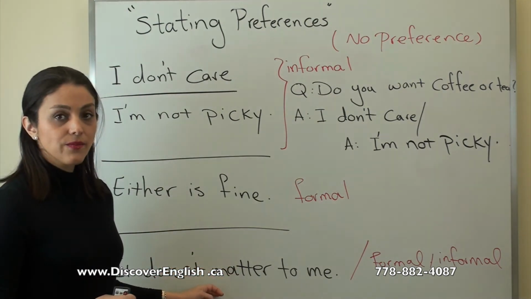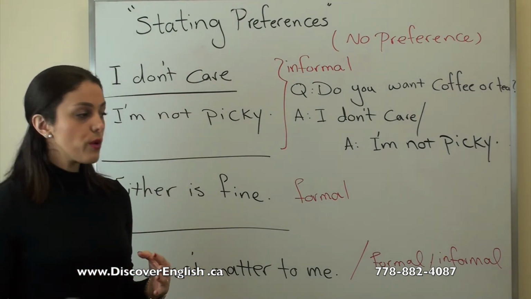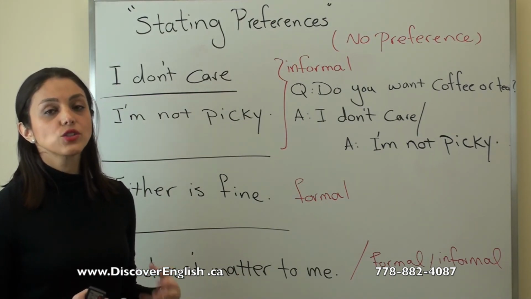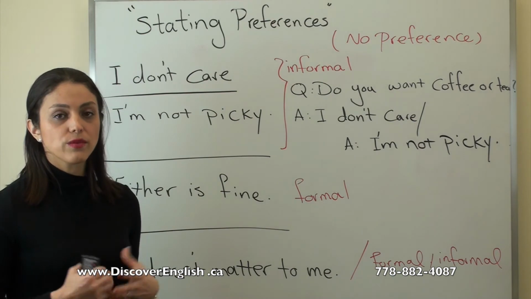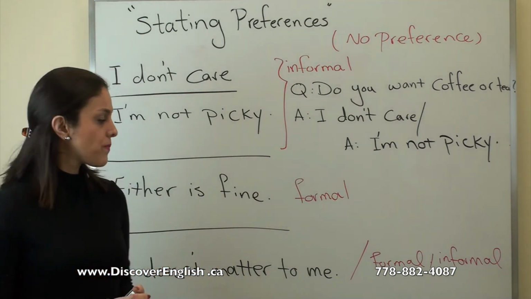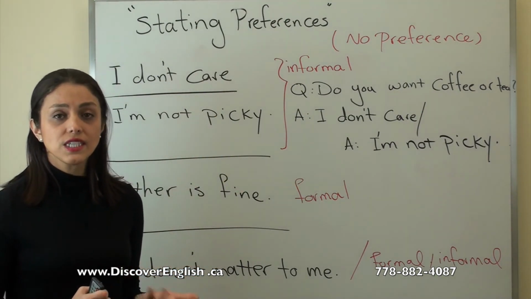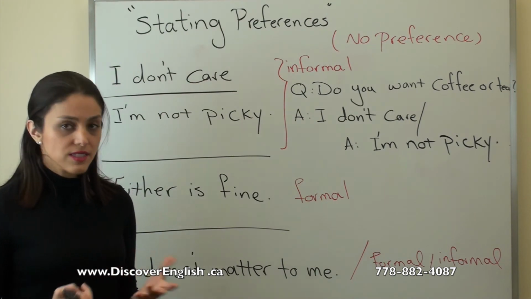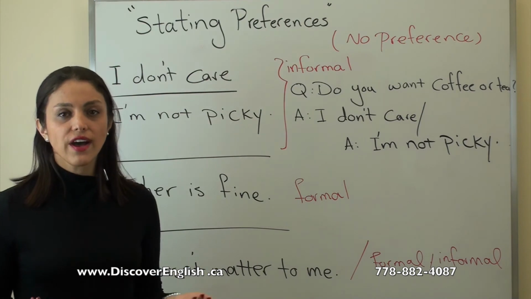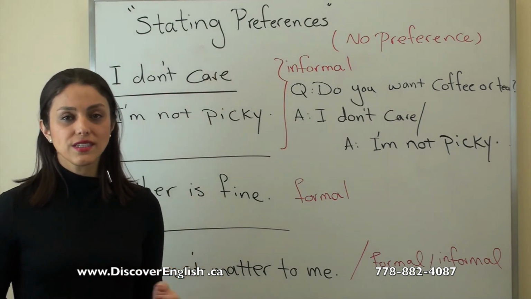And the next, it doesn't matter to me. This expression is both formal and informal, and you use it whenever you have more than two choices, right? And whenever you want to say you have no preferences, whenever there are more than two choices. Do you want, for example, coffee or tea or juice? You can say, it doesn't matter to me. It means whatever is fine. I have no preferences. As you see, there are more than two choices.